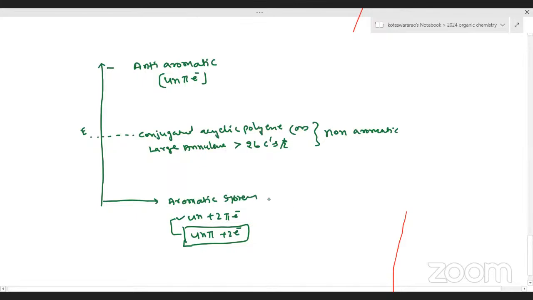Now, for aromatic, a very very familiar example is benzene, or you can also write 6-annulene and 18-annulene. These are the general examples. And coming to the non-aromatic, you have already seen the tub-shaped cyclooctatetraene. Tub-shaped cyclooctatetraene.